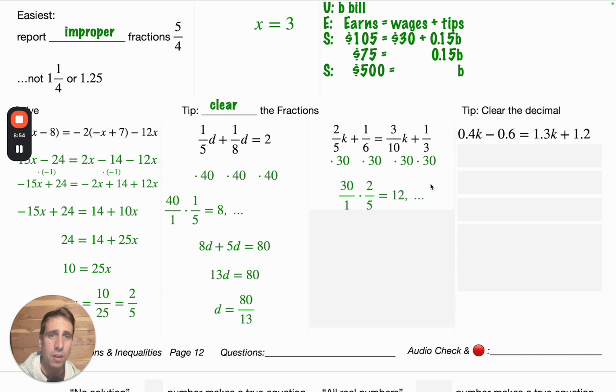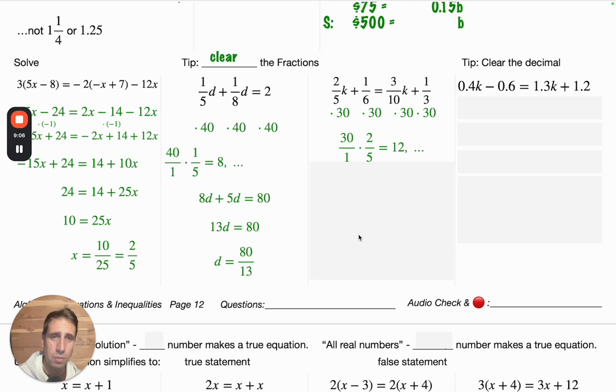Well, you can multiply across to get 60 over 5, or you can even simplify this. 30 and 5 cancel out and you're left with a 6. In any case, you get 12. You have to do that 4 times total. I'm not going to do all 4 here because I showed you once, and I would have to do it 3 more times. But the point is, the 2/5 k times 30 is 12k. 1/6 times 30 is 5. 3/10 times 30 is 9k. 1/3 times 30 is 10. No fractions? Wow, no sweat.